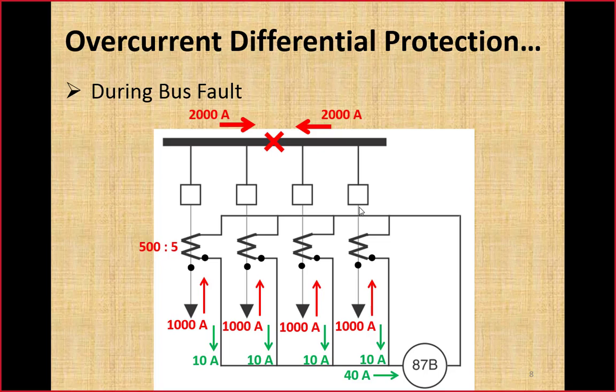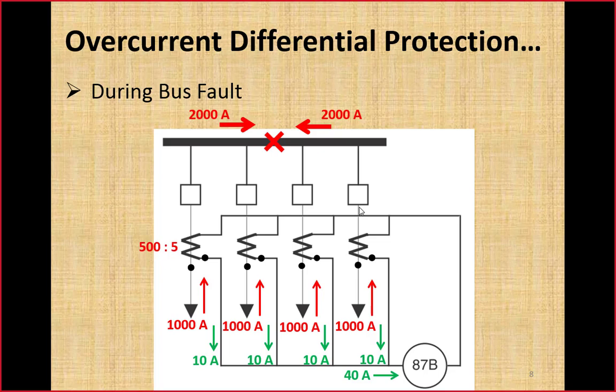And in case of fault, 40 ampere current is flowing towards the branch. We can say the maximum current is flowing towards this differential branch. So we can set the pickup setting of this overcurrent relay to a very sensitive value so that it is highly sensitive to detect even a minor fault.